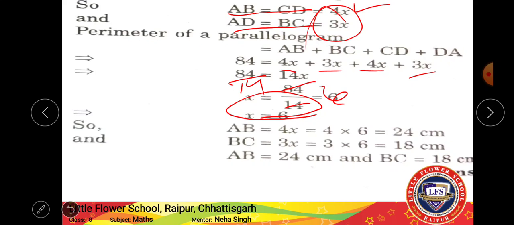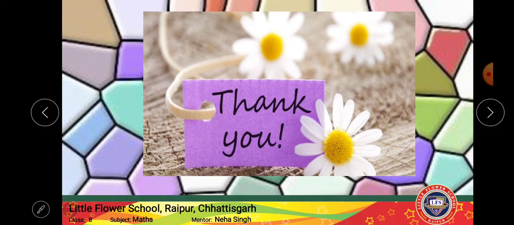So we finish this exercise. Now we'll be starting with the next exercise. Before starting, you need to write the definitions, and the objective questions also I have sent through the PDFs.